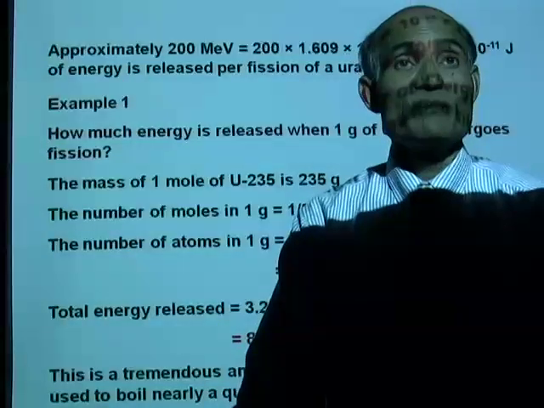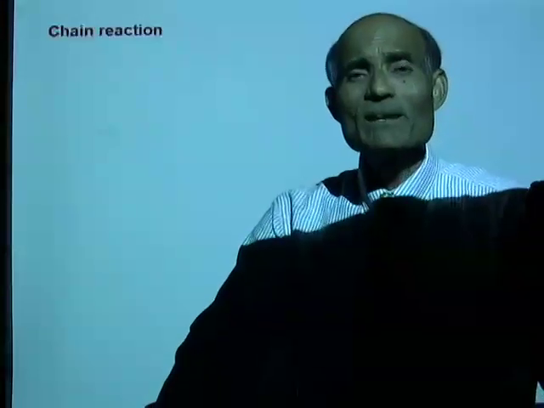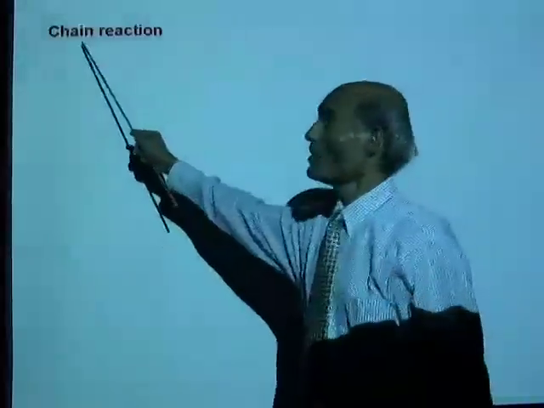So if you allow 1 gram of uranium-235 to undergo nuclear fission, the amount of energy released can be used to boil away 250,000 kilograms of water. So imagine if you allow 1 kilogram of uranium all of a sudden to undergo fission, how much energy is released. That is a bomb, isn't it? Well, we will discuss that as we go on. So at the moment, let's see what a chain reaction is.